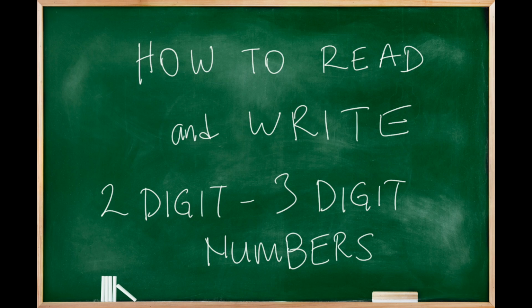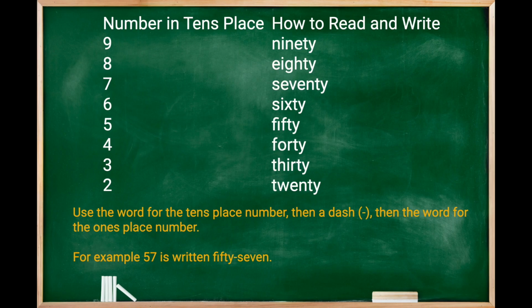We will learn how to read and write 2-digit and 3-digit numbers. We have a special way of reading 2-digit numbers. If there is a number in the tens place, such as 9, we read it as 90. So it is different than 9. We have a T sound at the end.